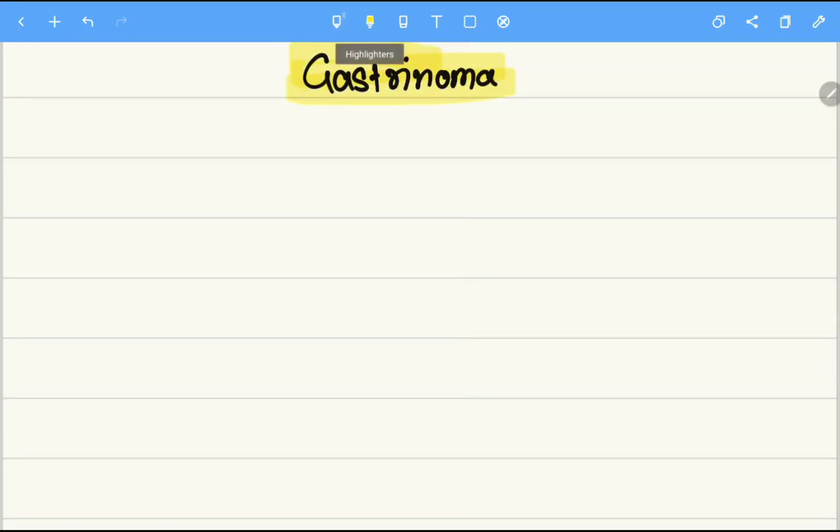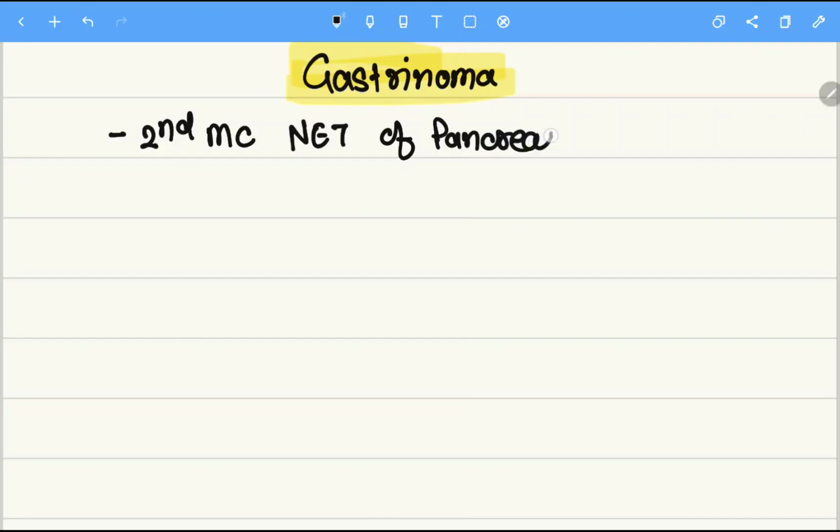Which are the other neuroendocrine tumors of the pancreas which you know? One is insulinoma, which is the most common neuroendocrine tumor, and the other is gastrinoma, the second most common neuroendocrine tumor of the pancreas. As you know, neuroendocrine tumors have a propensity towards female preponderance, but here is a difference. It is more common in males than females.